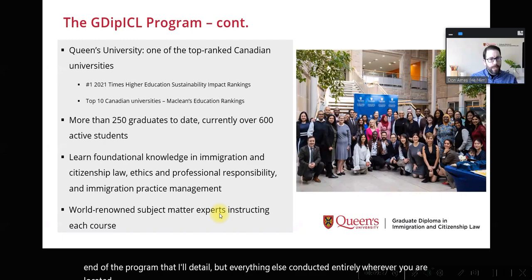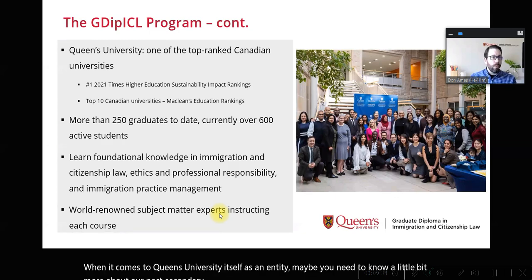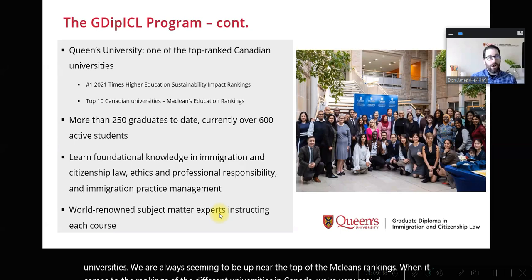When it comes to Queen's University itself as an entity, maybe you need to know a little bit more about our post-secondary institution. We are one of the top-ranked Canadian universities. We are always seeming to be up near the top of the Maclean's rankings when it comes to the rankings of the different universities in Canada. We're very proud of what we offer.